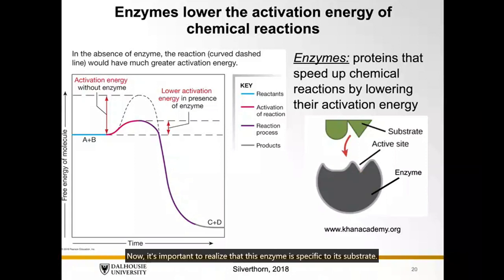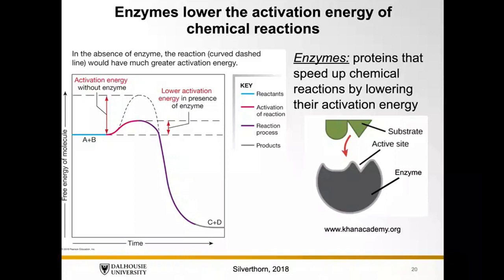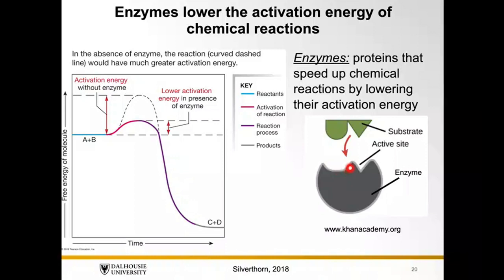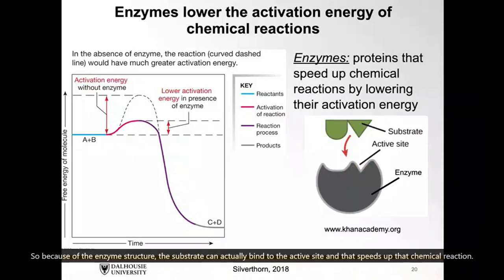Now it's important to realize that this enzyme is specific to its substrate. Think about it as like a lock and a key. So the enzyme is the lock, and only very specific keys can fit within the active sites because of their very intricate shape. So because of the enzyme structure, the substrate can actually bind to the active site, and that speeds up the chemical reaction.